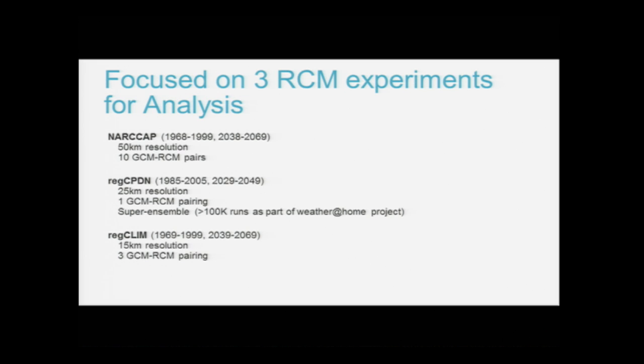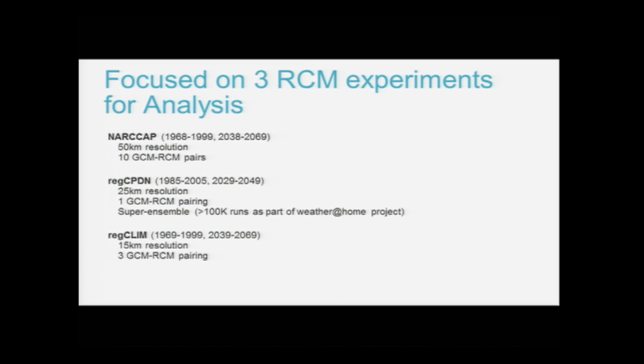1999 for the past. And then Reg CPDN, which is the Super Ensemble, is a 25-kilometer resolution, so we're doubling the resolution. And it is just one pairing. However, it has hundreds of thousands of runs. And I used 2029 to 2049 and 1985 to 2005.